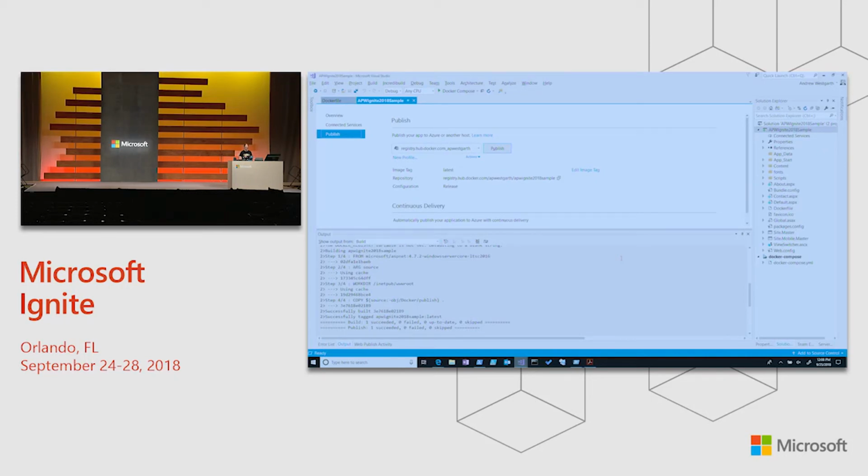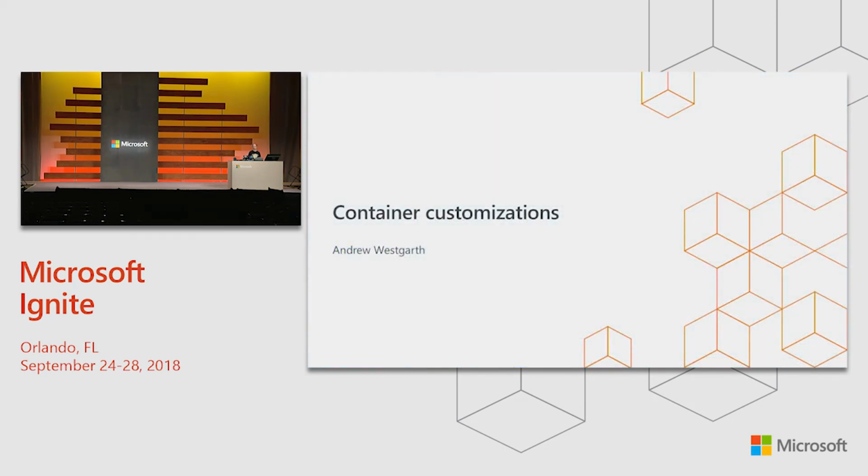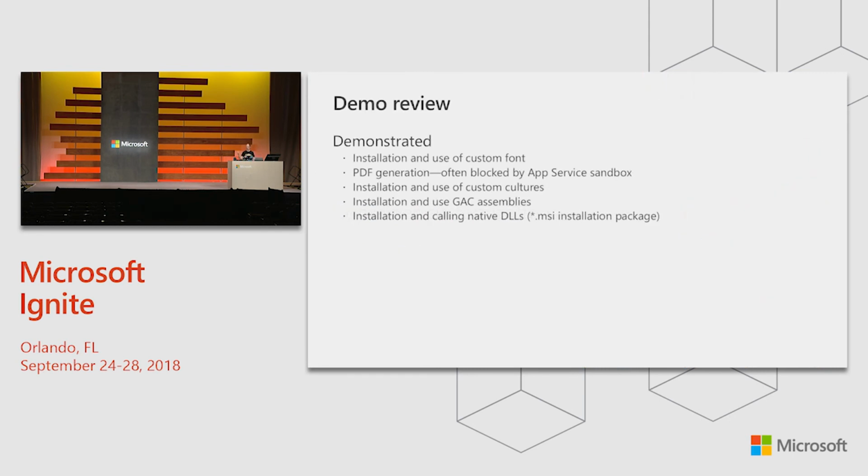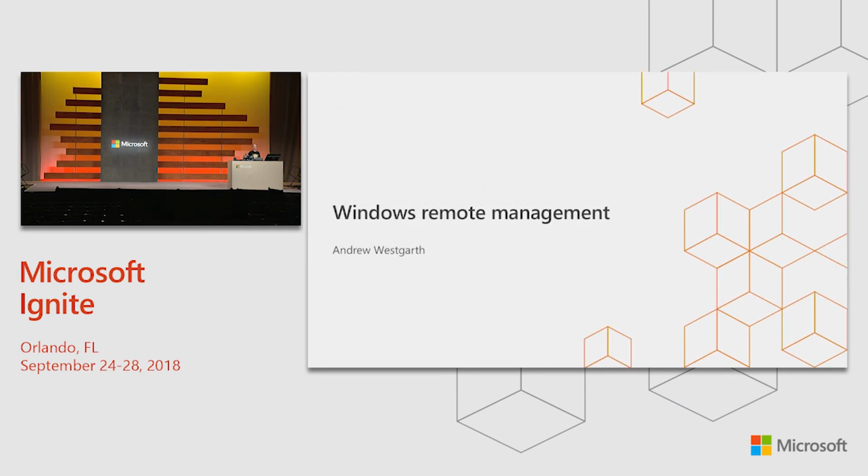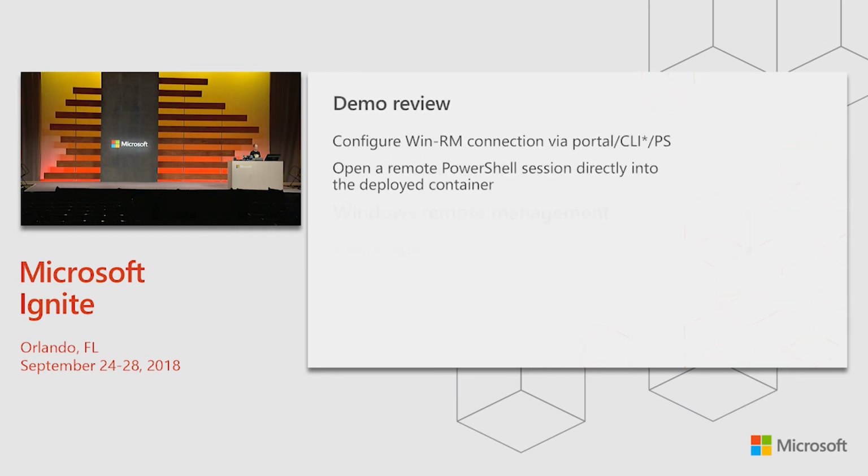And so the access one we've gone through, let me just do a recap. We've done custom fonts, done PDF gen, custom cultures. GAC assemblies are the same as doing it with an MSI for a DLL and that sort of thing, because you need to package your GAC assembly up in an MSI and then install and execute. So there we go. 21 minutes. Okay.